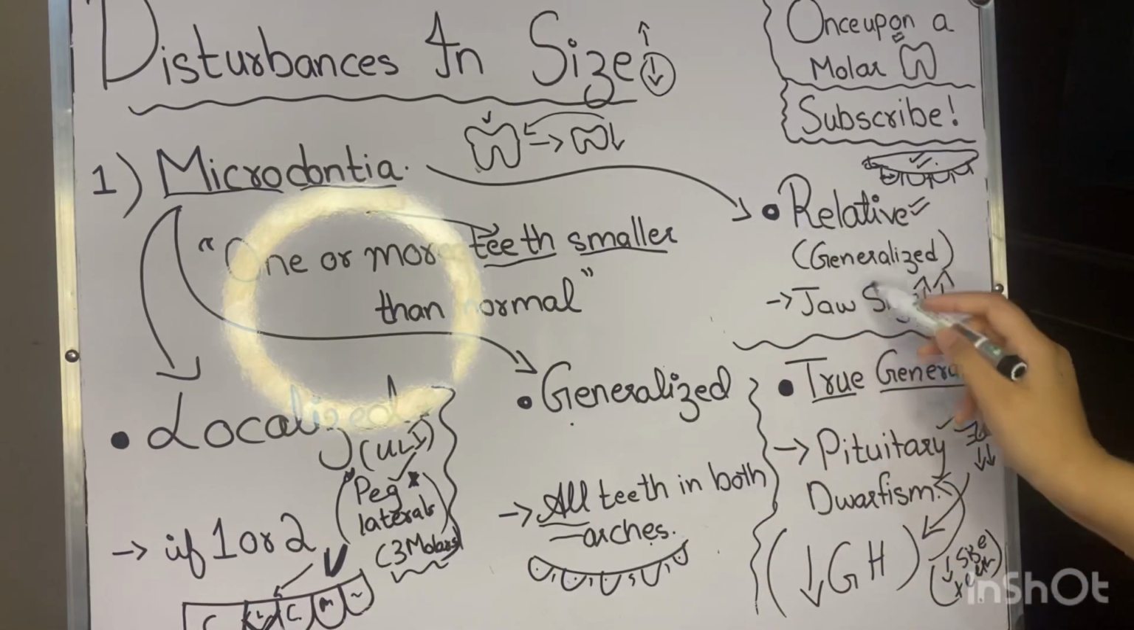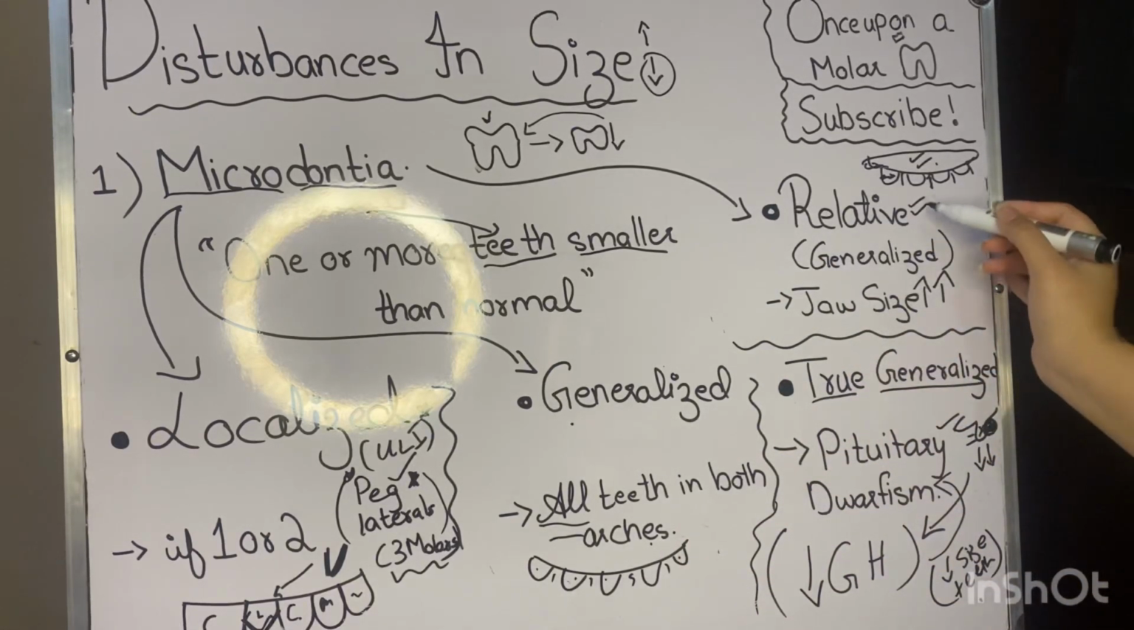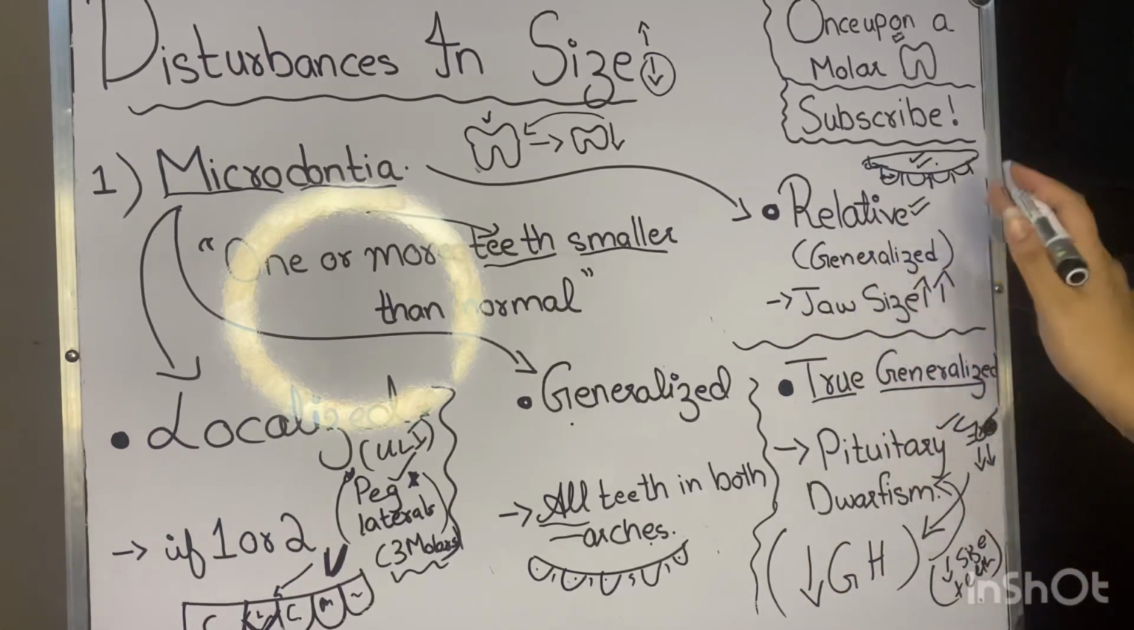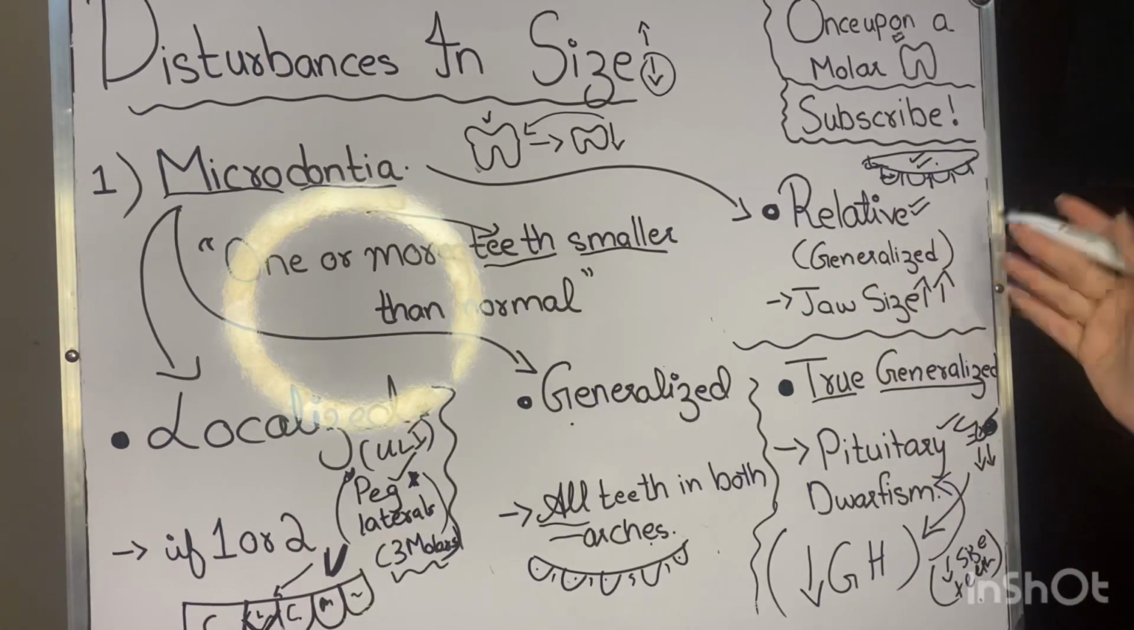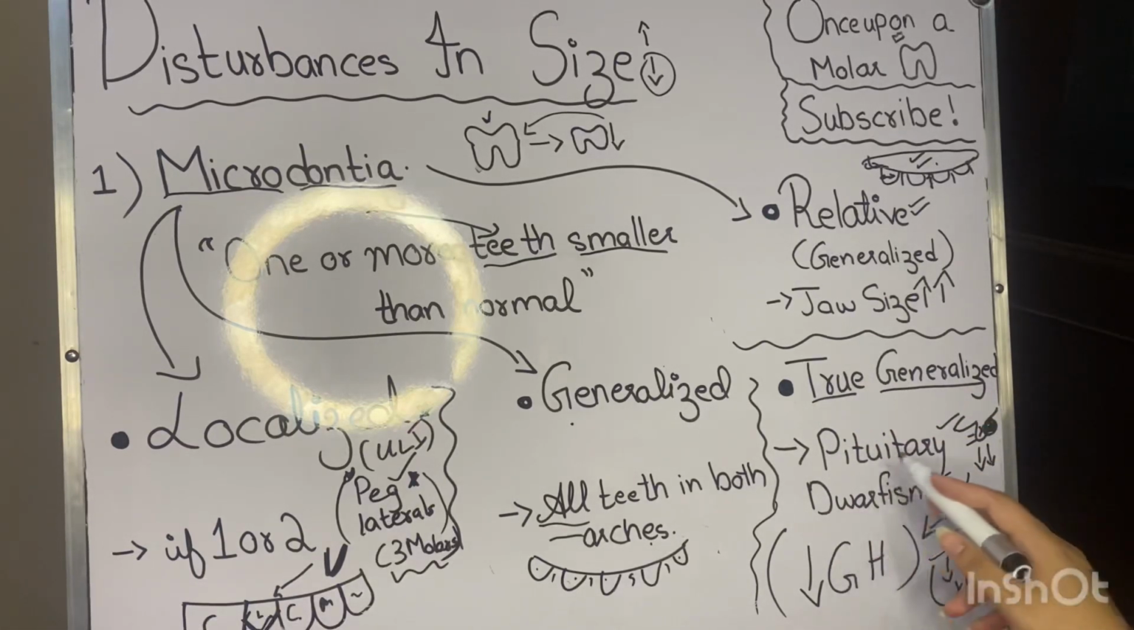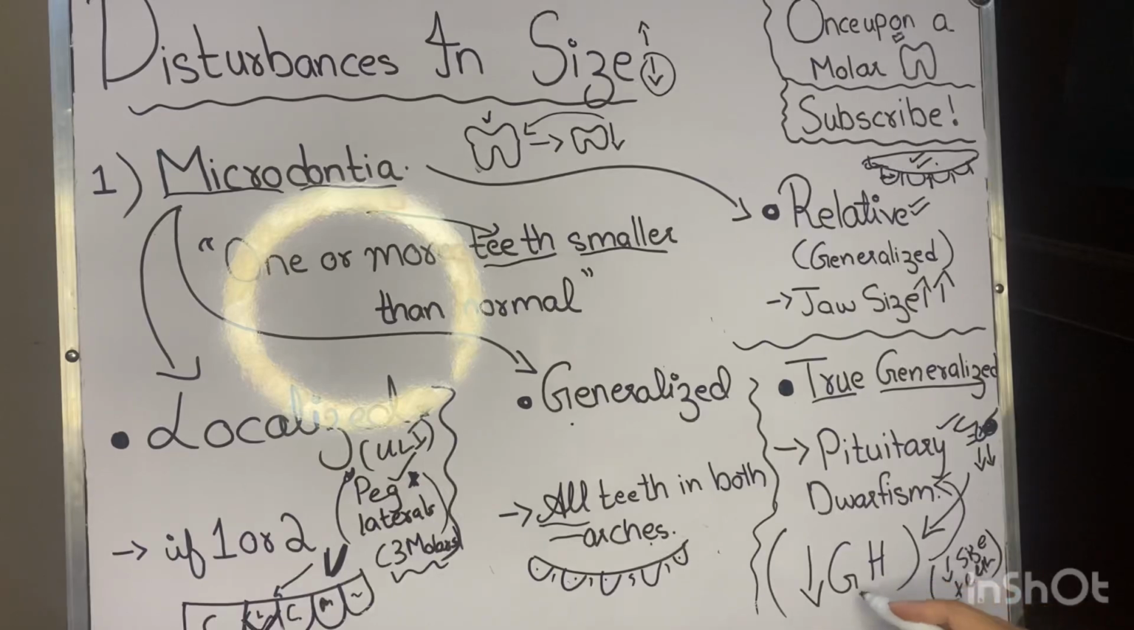Then we have relative generalized, in which there is no problem with the teeth. The teeth are normal, but your jaw size is larger, okay? Then we have true generalized, which is associated with our growth hormone, okay? And the people who usually have it are those affected by pituitary dwarfism, okay? So there could be a decrease in the size of the teeth, which could lead into true generalized microdontia. I hope this was easy to understand.